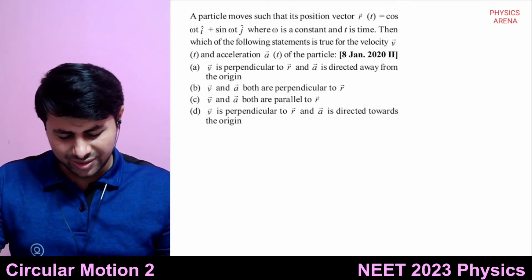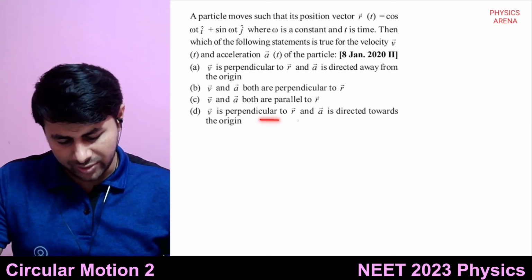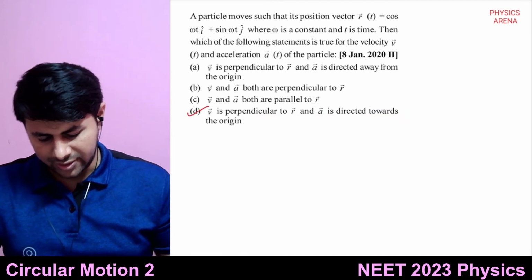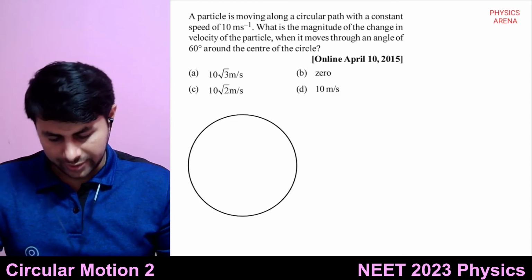Tell me the answer. Yes, sir. What is the answer? Option D, sir. Option D. V is perpendicular to R bar and A bar is directed towards the origin. Right. This is the answer. All right, so let us solve this.